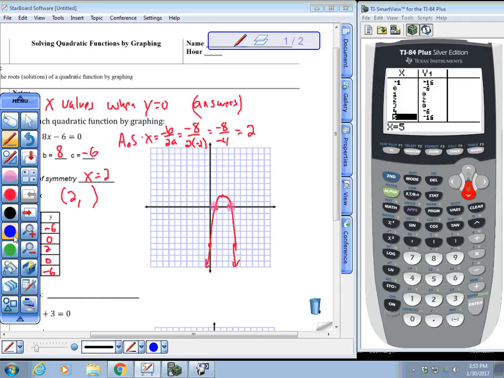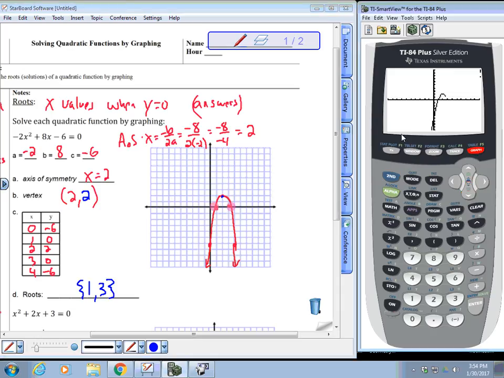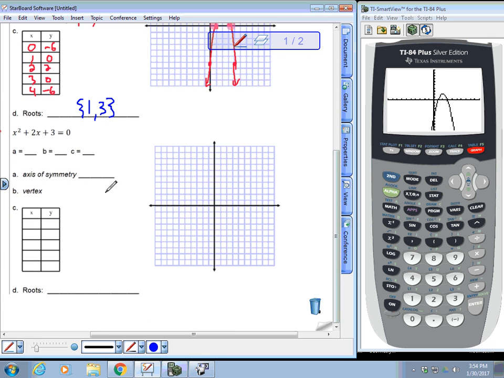My roots are at 1, 3, and my vertex is at 2, 2. And then if I want to just make sure my graph is looking right, it looks very similar. There we go. All right, next one here.